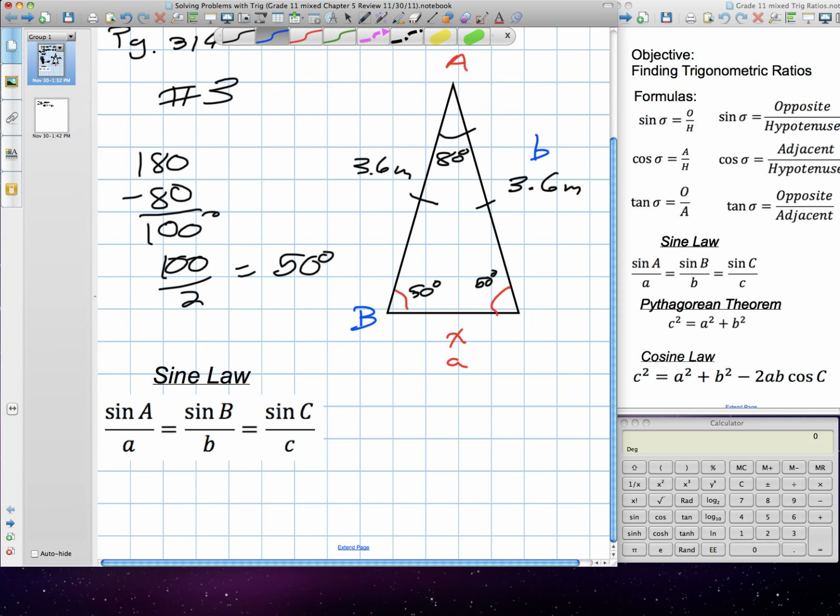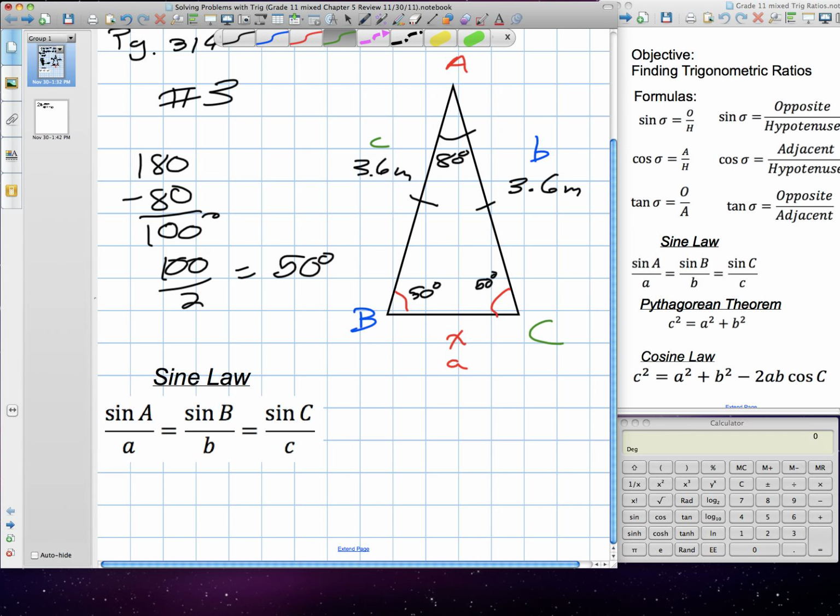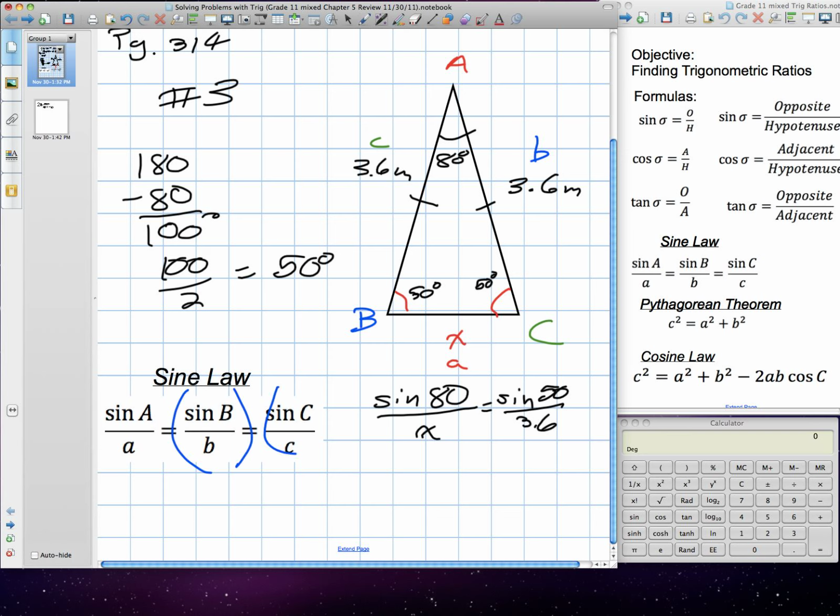So using all the information I have, we're going to plug it into our sine law. Sine, angle A is 80 degrees. Side a is X. Sine B is 50 degrees over 3.6. And what is sine C over c going to be? Exact same ratio as our B, because the angle is going to be the same and the length will be the same. So I already have my ratio. There's no need to draw in the C. We can drop that off. I have three pieces of information, two angles and a side. So now I can solve for my X.